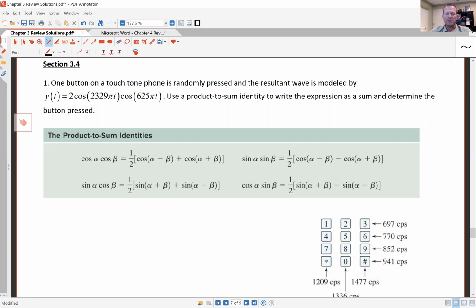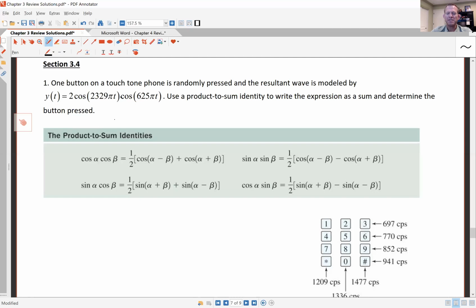And this problem deals with a button on a touch-tone phone. It's randomly pressed, and the resultant wave is modeled by 2 cosine 2329 pi t times cosine 625 pi t. Use a product, because this is being multiplied, to sum identity to write the expression as a sum.